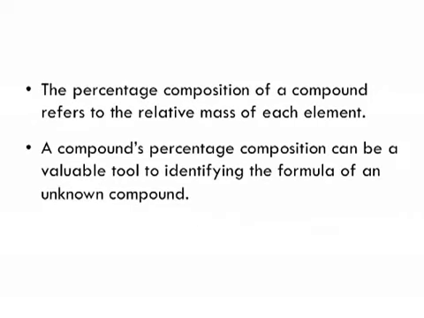The percentage composition of a compound refers to the relative mass of each element. So we take how much we have of the actual atom, look at how much it is in 1 mole of the atom, and calculate the percentage within that compound. A compound's percentage composition can be a valuable tool to identify the formula of an unknown compound. If you were given a compound and were able to find out what percentage of the various atoms are found within it, you can figure out the formula of that compound using these kinds of calculations.